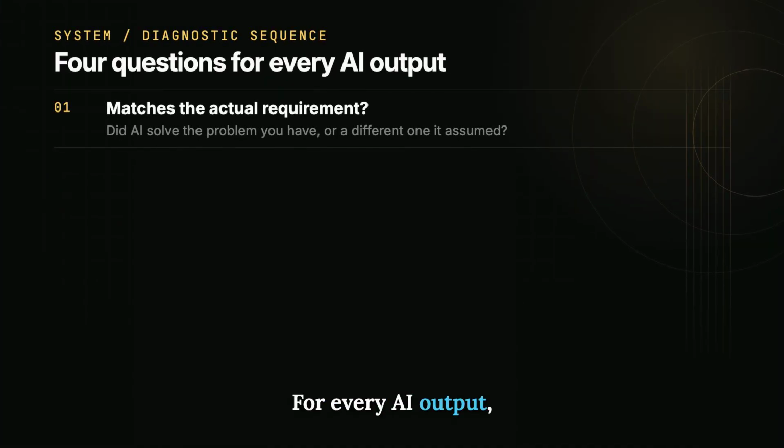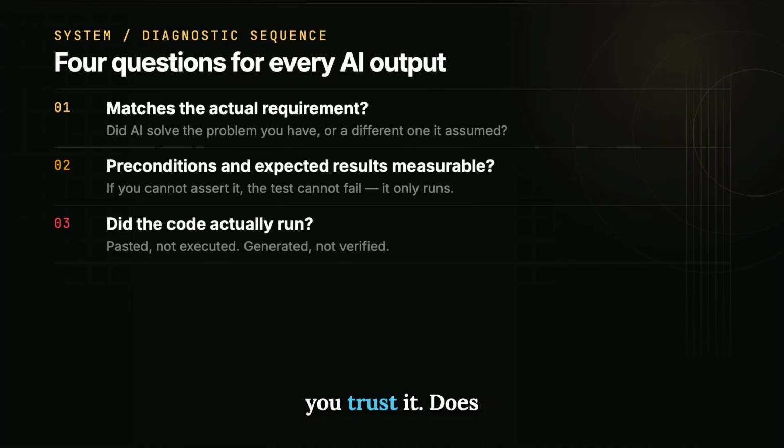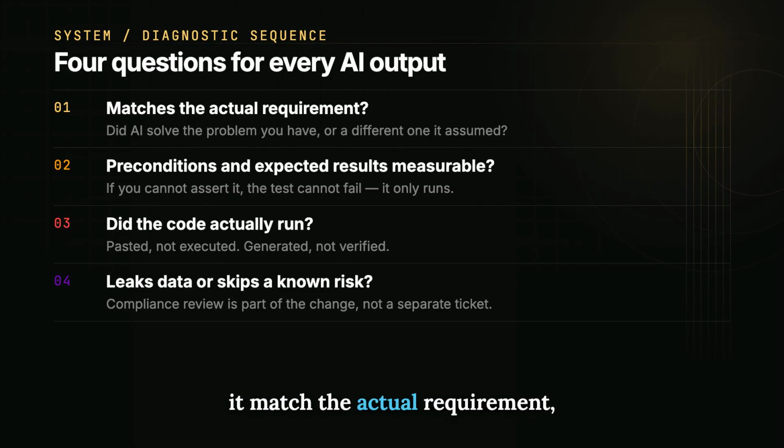For every AI output, ask 4 questions before you trust it. Does it match the actual requirement, or did it solve a different problem? Are the preconditions and expected results measurable, or are they vague? Did the code actually run, with real output you have read? And does the change leak data or skip a known risk? Skip one question, and a subtle bug ships to production.